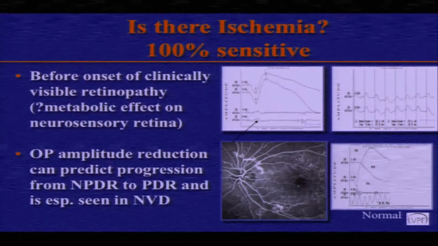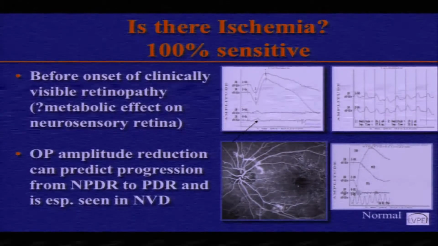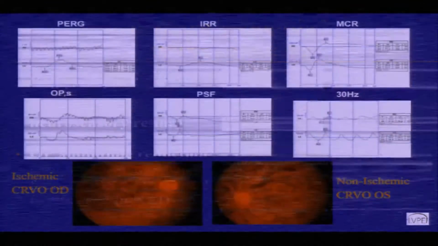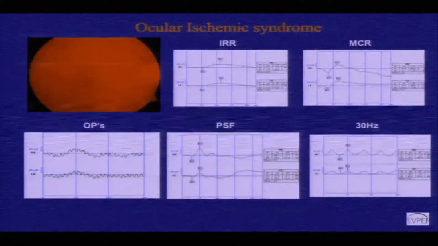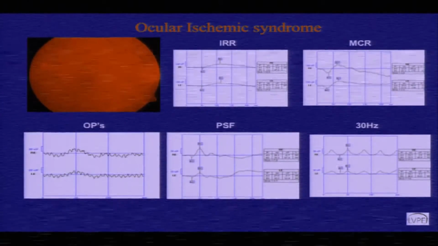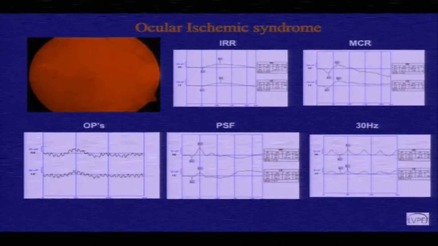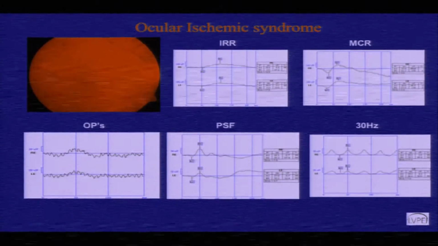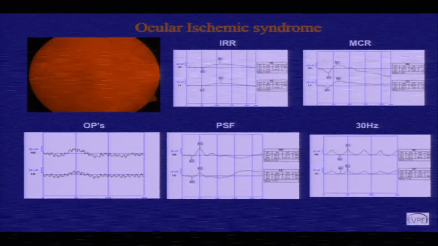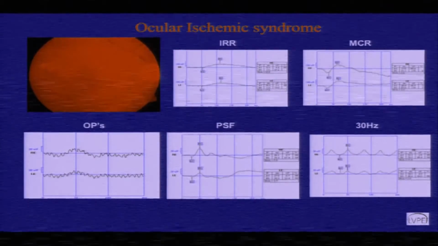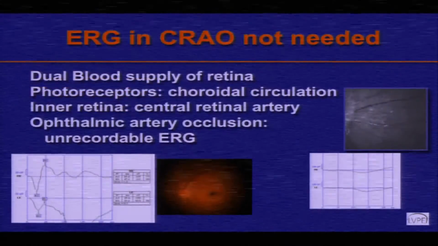So of course, ERG is extremely sensitive for picking up a patient with diabetes who's going to proceed to NVD, or in ischemic CRVO, and of course in ocular ischemic syndromes. So these are very, very sensitive tests, more sensitive than the invasive FFA or even your OCT angiogram, which you can't do in the periphery. But this is a non-invasive test which never speaks lies. It shows significant ischemia very easily.